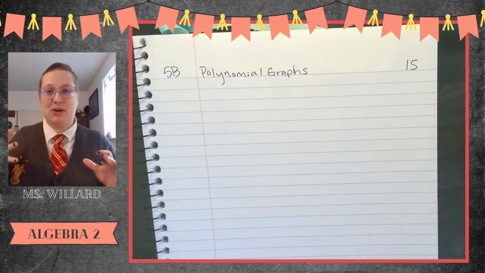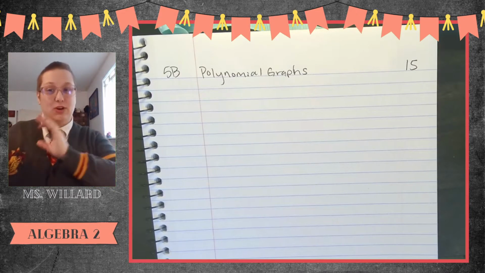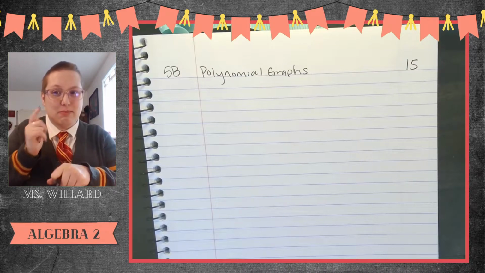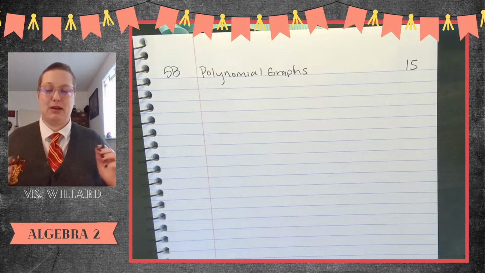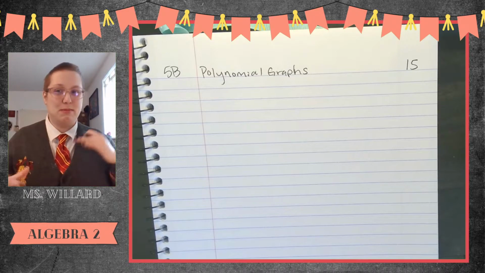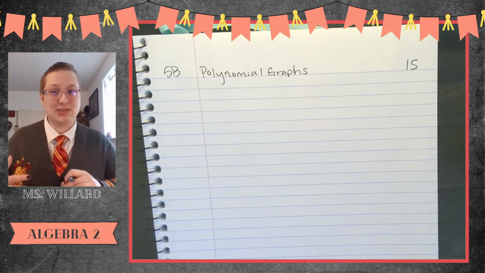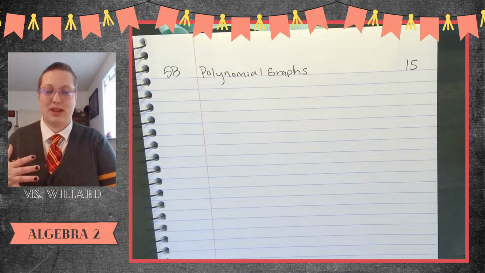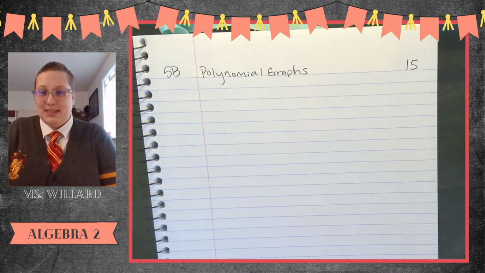We're doing 5B, which is polynomial graphs. Last time we did graphing polynomials, which was talking about going from the equation to the graph. Basically, we're going backwards today. We're talking about polynomial graphs, and then we're talking about the minimum and maximum and stuff like that. It's kind of like vertex from chapter 3, but we're talking about them in terms of polynomials, so they're not quite all called the vertex here. But let's talk about it.